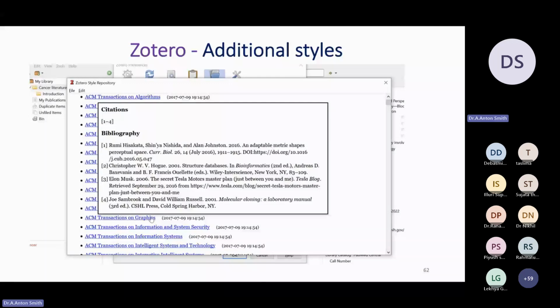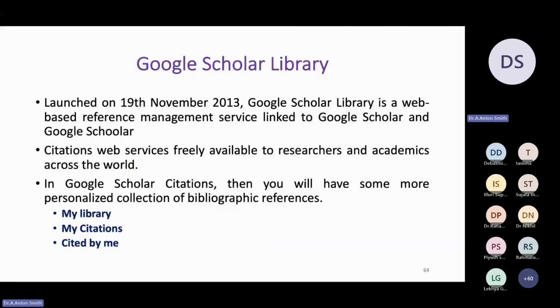Then coming to the Google Scholar Library. It was launched on the 19th November and was later changed to Google Scholar. It has been the Google Scholar Library and citations are available for free access for researchers throughout the world. Here some personalized collections are there. My library, my citations are cited by me. And it can also be seamless.